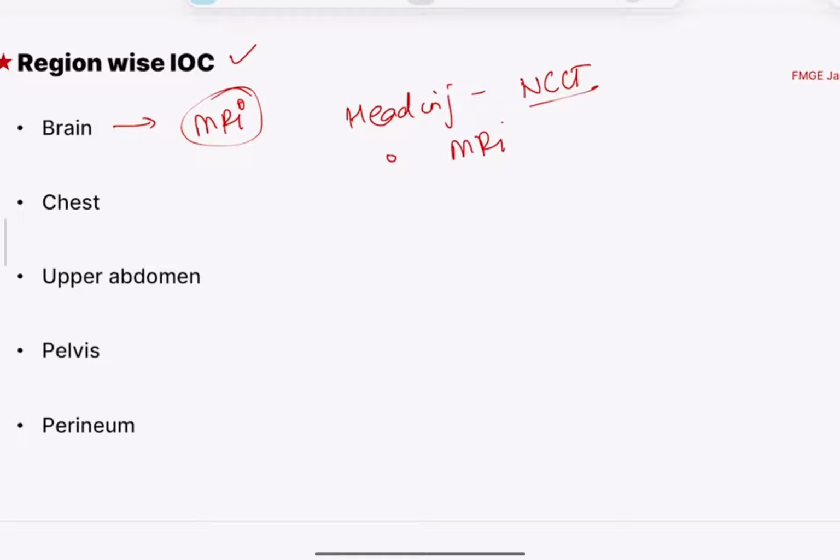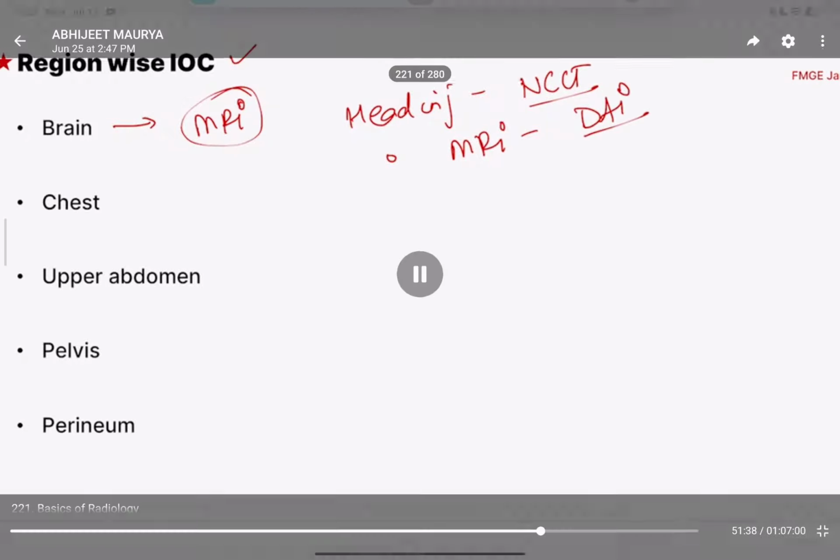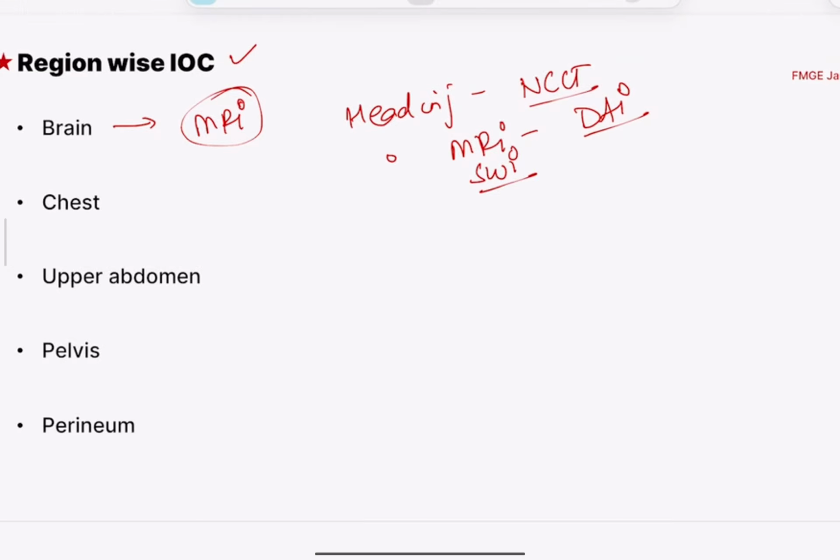In which head injury do you do MRI instead of NCCT? It is diffuse axonal injury. What sequence? SWI. We have discussed in neuroimaging.